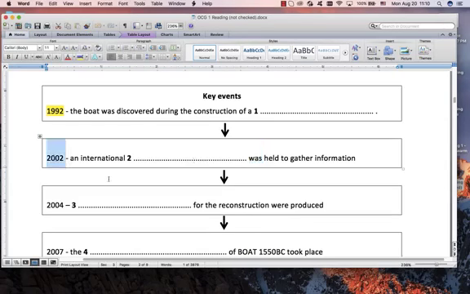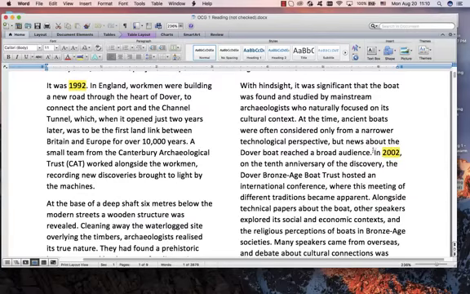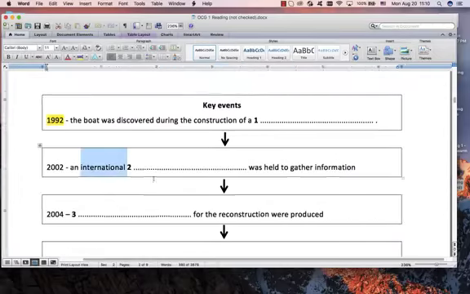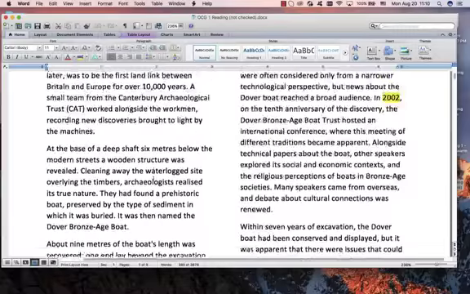Let's find 2002 and look for a single countable noun. There's 2002. Can you see a single countable noun somewhere over here? It could be anniversary, it could be discovery, it could be conference, it could be meeting. So there immediately you've narrowed it down to 4 possible words, but that adjective then helps us, and we know that we're looking for that one there. Single countable noun, conference. Great.